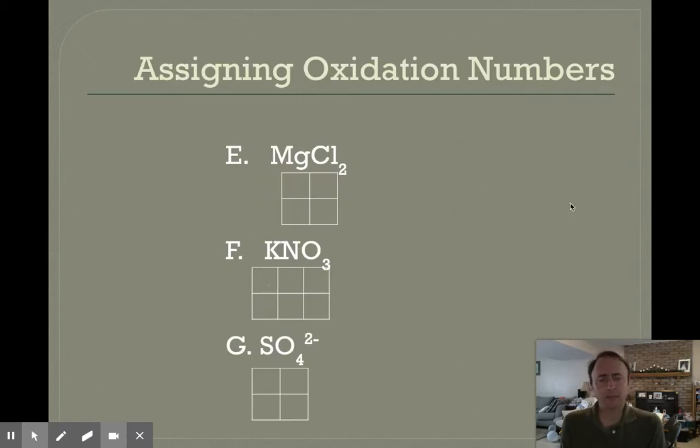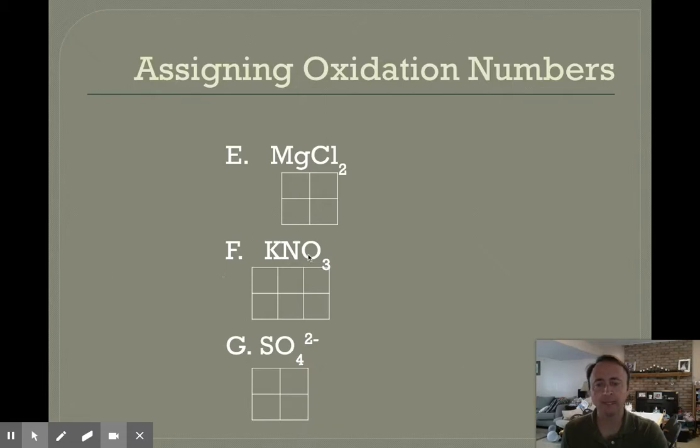Here are 3 other compounds. We'll start with E, magnesium chloride. The magnesium, the each, is going to be +2 because it's a group 2 metal. Chlorine would be -1 because it is a halogen. So we have a +2 and a -1 on the top. Then underneath, we're going to go ahead and fill in the total. There's only 1 magnesium, so +2. But because there are 2 chlorines, I will double the -1 to -2. And so those all add up to 0.